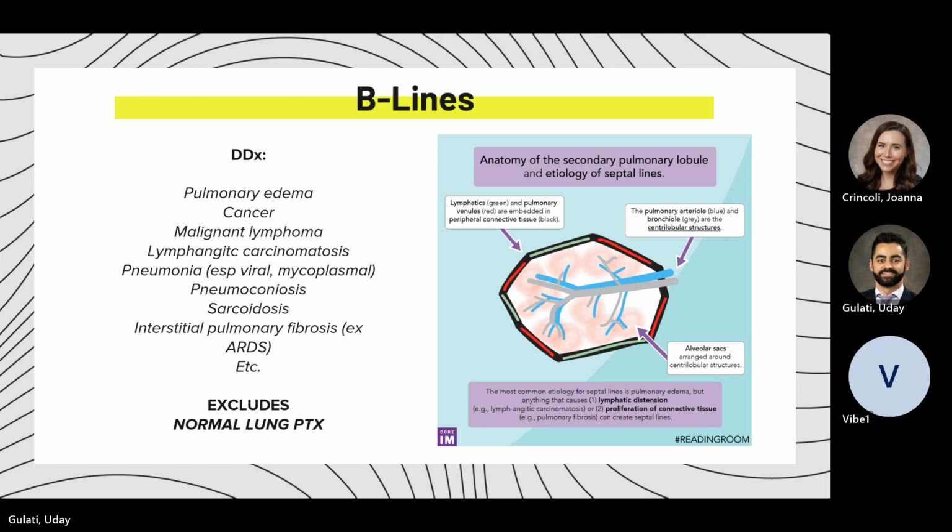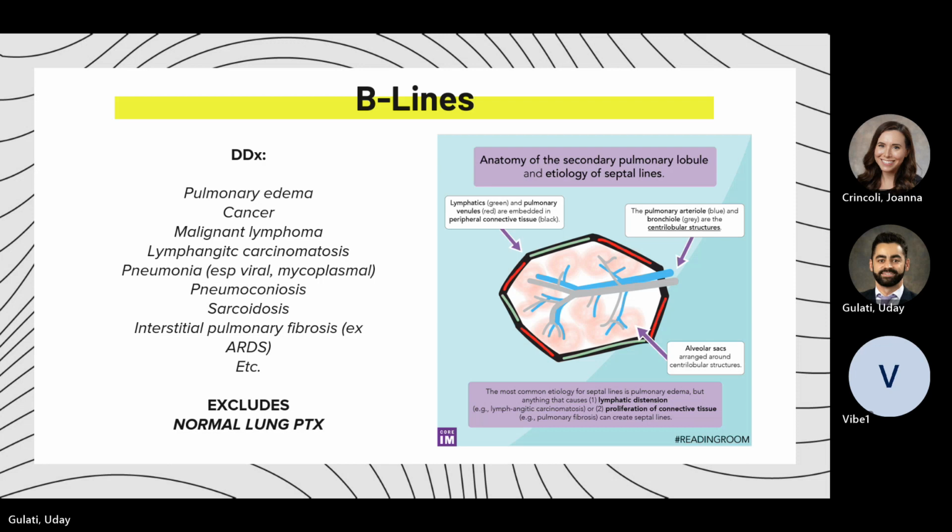When you see B lines, the only thing that B lines tells you is not that it's a pulmonary edema. The only thing that B lines tells you is that it's not a pneumothorax. So once again, when you see B lines, the only thing that you can definitively say for sure is that there is no pneumothorax there.